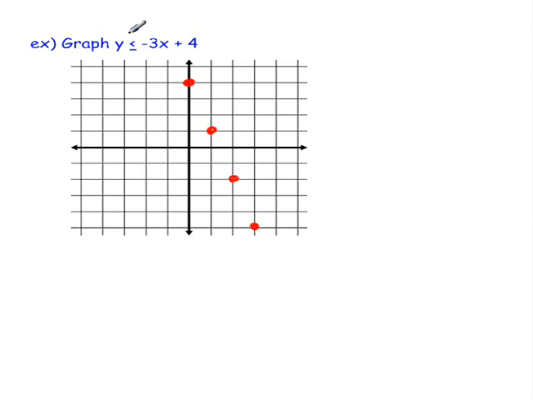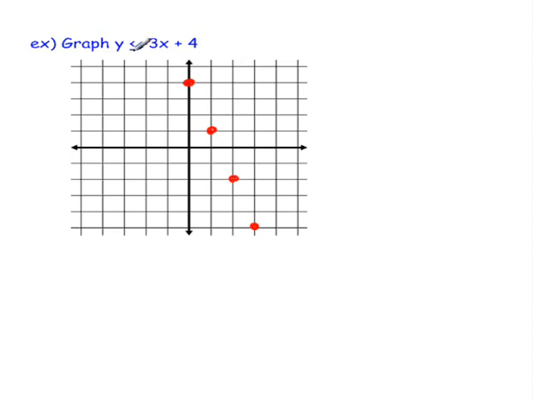Now, less than means we're going to shade below, if you look back up at your cheat sheet. So, below, where are we talking about? See where it crosses the y-axis? And this may be helpful if you went ahead and drew your line. So let's do that first on this one.